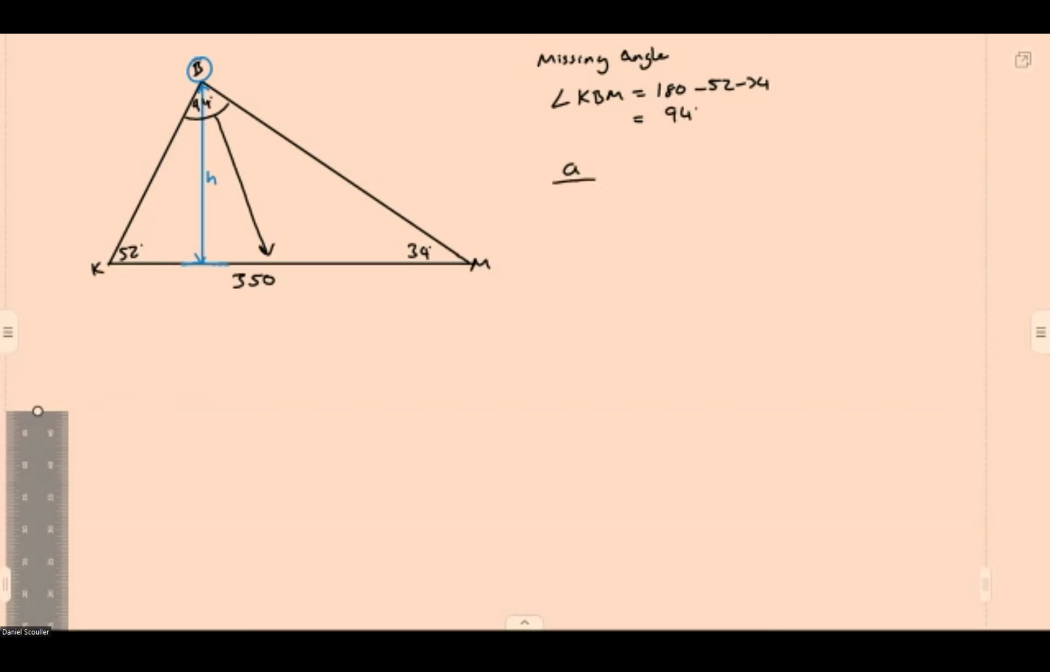So let's look at A over sine A, B over sine B, C over sine C. We've got all the angles, so we don't need to find an angle. Or we could use A squared equals B squared plus C squared minus 2BC cos A. Both of these, with the information we've got, could find a missing side. Just work your way through it logically and see where it takes you. So if we find a missing side, just pick a side. Let's say find side KB.